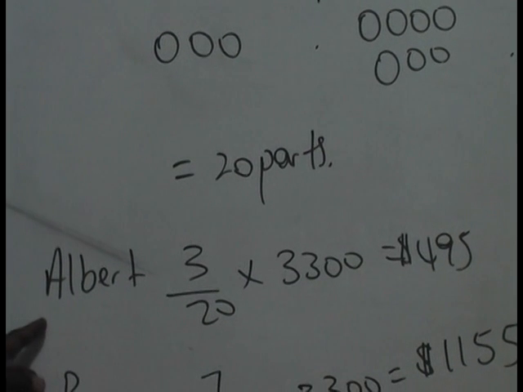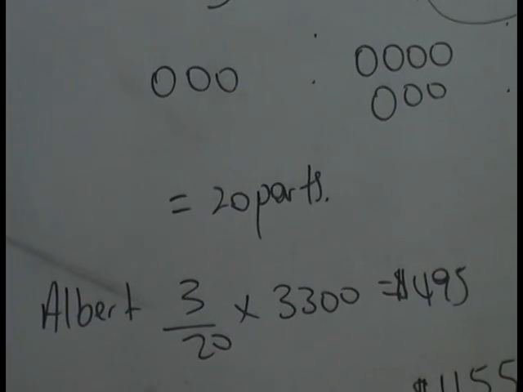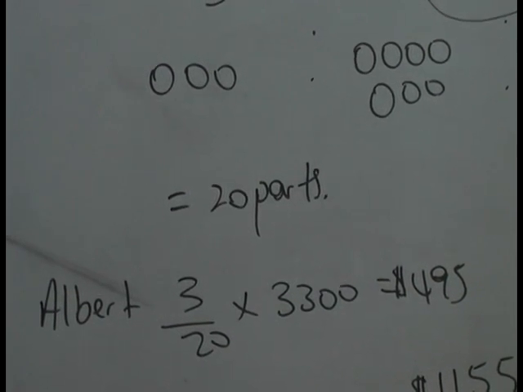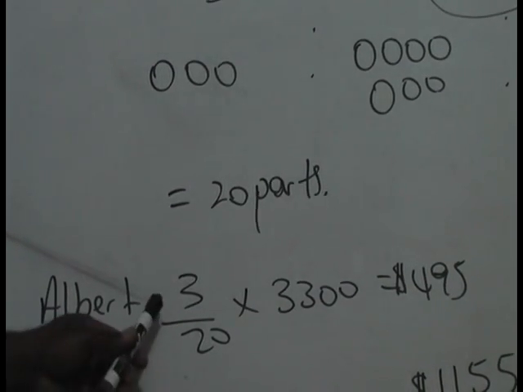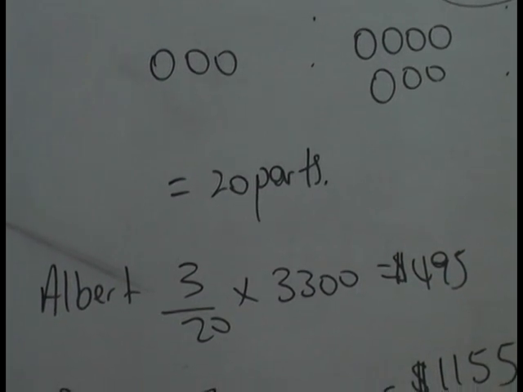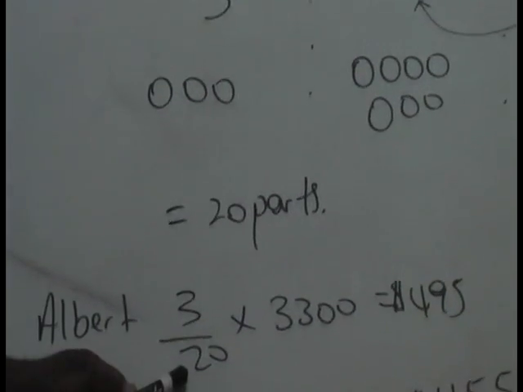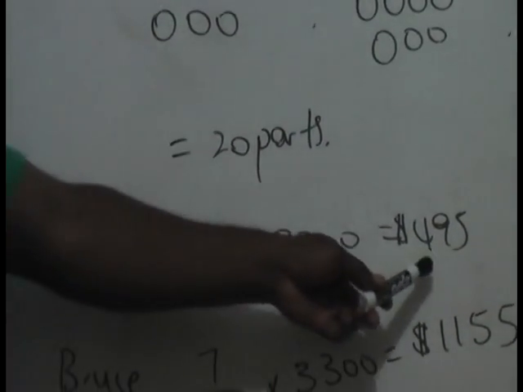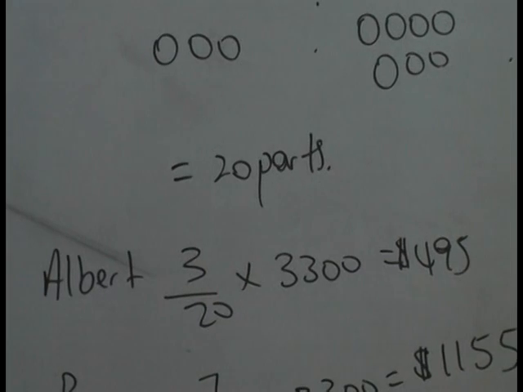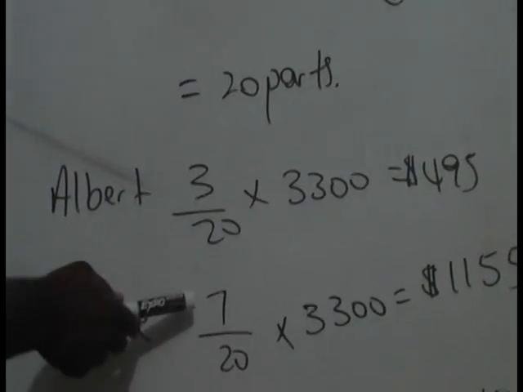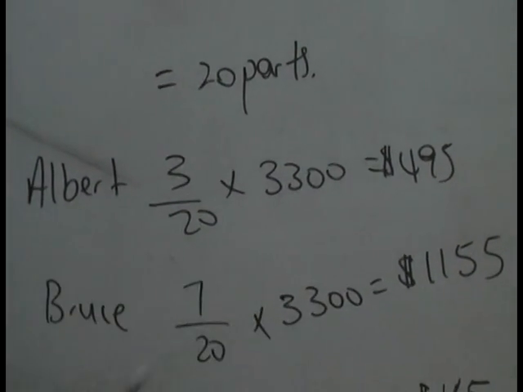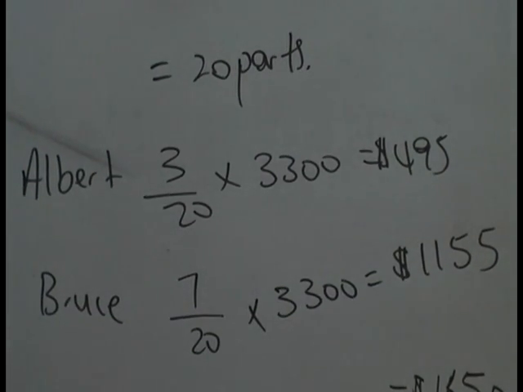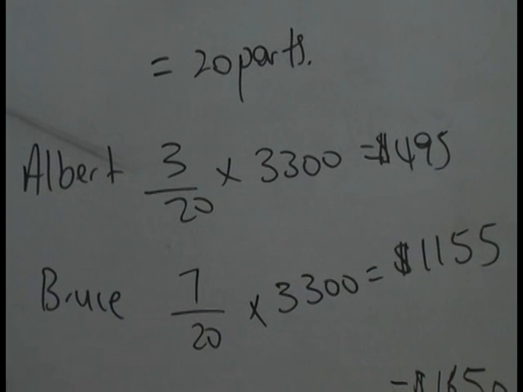Okay, now note what I've done. Since $3,300 is the total sum of money, I found how much each person got. So I use 3 out of 20, there's 3 parts out of the 20, times this, and it gave me Albert's share. Then I found Bruce's share, 7 out of 20 times $3,300, which is equal to $1,155, and that will be Bruce's share.